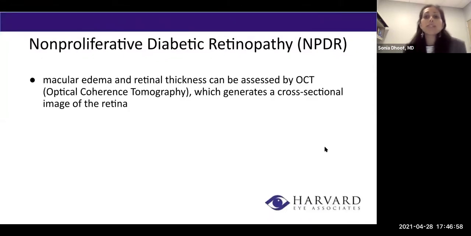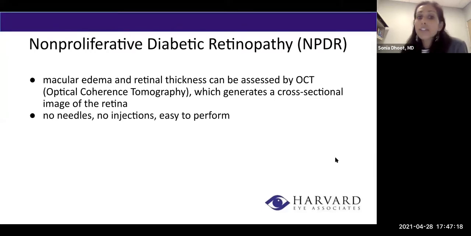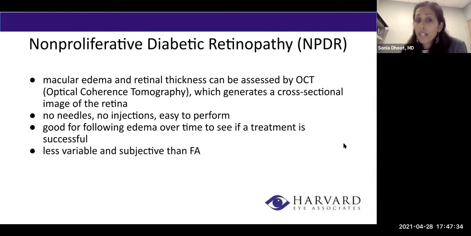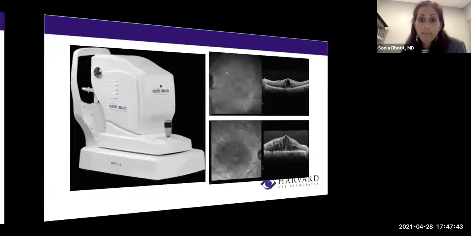The other thing we can use is something called OCT, which stands for optical coherence tomography. If any of you have seen a retina specialist, you most certainly had this done. It generates a cross-sectional image of the retina and allows us to look at the 10 layers of the macula very closely. There's no needles, no injections. It's very easy to perform in clinic. And it's good for following edema over time once we initiate treatment to see how successful the treatment is. It's less variable and less subjective than a fluorescein angiogram because it actually gives us thickness measurements. And so we can use those numbers to see how well someone is responding to treatment.